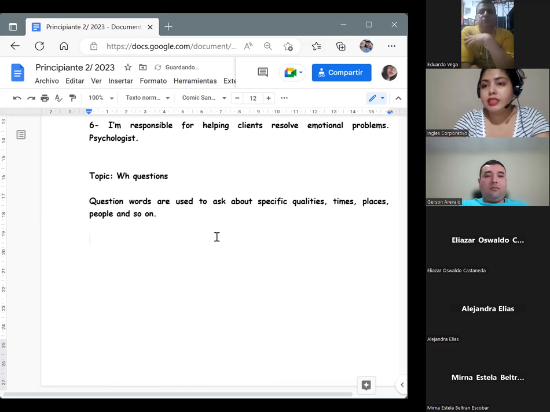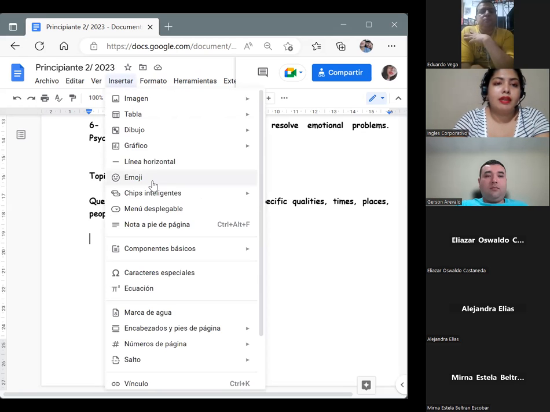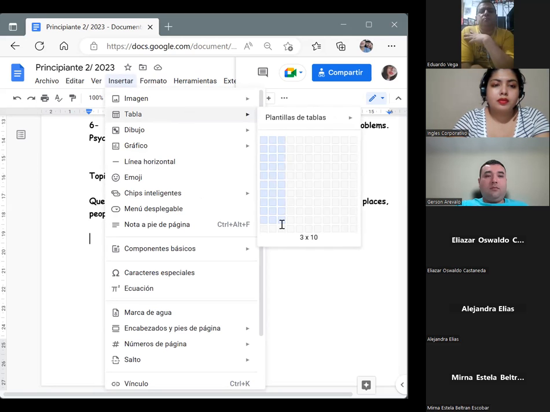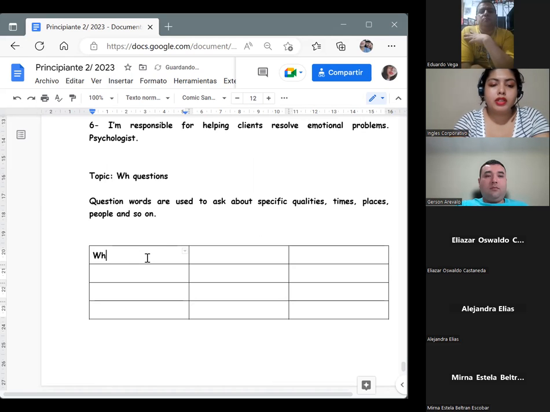Now we are going to see the list with the usage and some examples. Vamos a ver la lista de las WH words con sus usos y algunos ejemplos. Pero vamos a hacer una pequeña tabla. So we have the WH word, the usage, and the examples. So the first one is what. That is very common. And this one is used to ask about things.